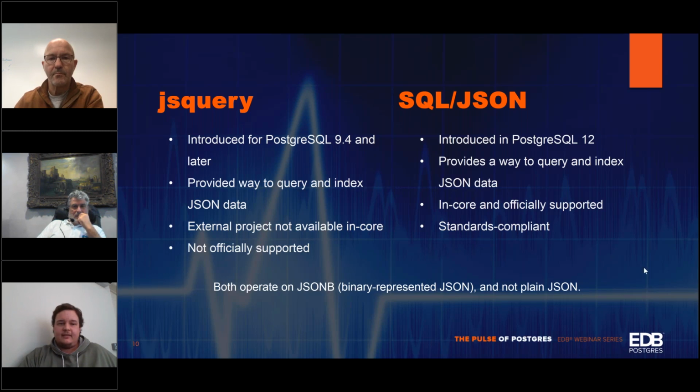As I've left a note on here saying, they both operate on JSONB, which is binary represented JSON, and not plain JSON. So when you're creating your tables and you want to put JSON data in them, you'll need to use the JSONB data type. It's not the end of the world if you use just plain JSON. You could cast it, but that's quite inefficient, and it wouldn't really make sense to do that if you're designing it from scratch. So yeah, SQL JSON is the name of the feature being introduced in PostgreSQL 12.